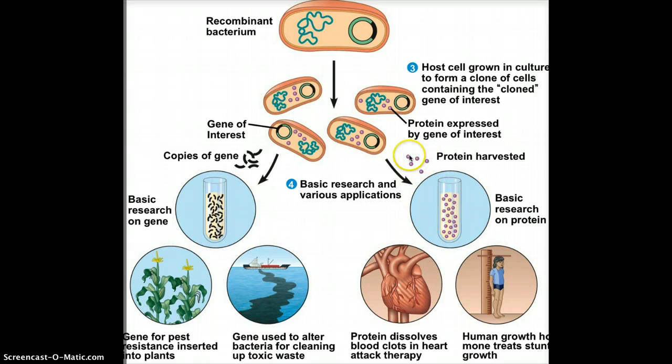Or if we don't want the protein, we can then use the copies of the gene that are made to do something else. So remember, every time the bacterial cell reproduces, it's copying that gene of interest. So this is a good way to just make copies of a gene if you want to do something with the gene. So we could do basic research on the gene, or some other examples here include the gene being used to alter bacteria for cleaning up toxic waste, and that is done. Or the gene for pest resistance is inserted into plants, and that's also being done. Actually, we're going to look at that next.